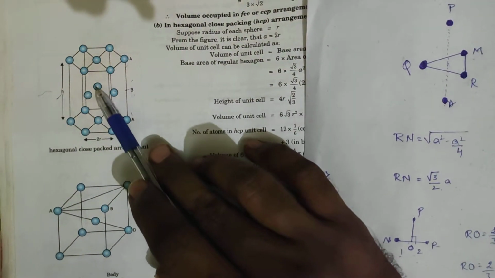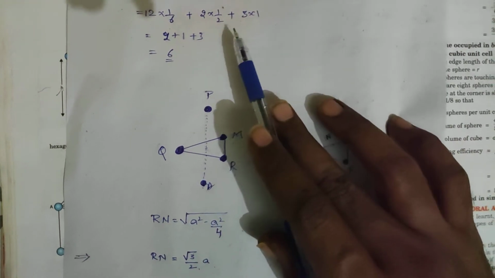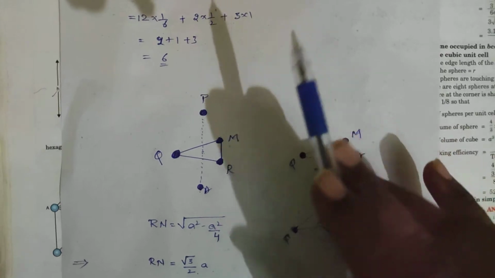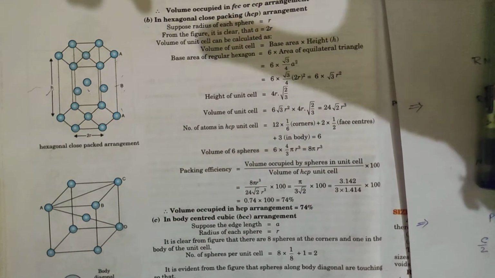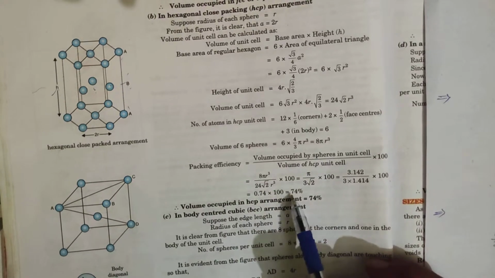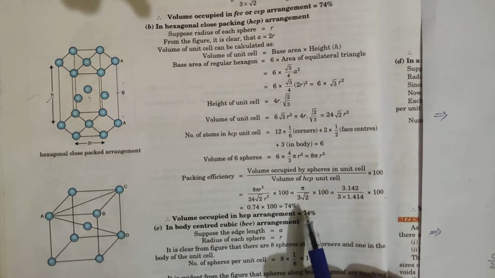And in the body center you are having 3. These 3 are shared by only this unit cell, not by other unit cells. So you will be getting 3 into 1. So the number of cells is 6. So 6 into 4 by 3 pi r cube by the volume of the unit cell, if you substitute the value, you will be getting 0.74. If you multiply it with 100, you will be getting the packing efficiency of HCP as 74.